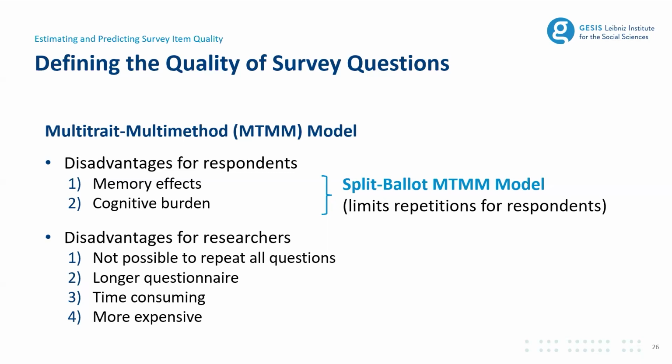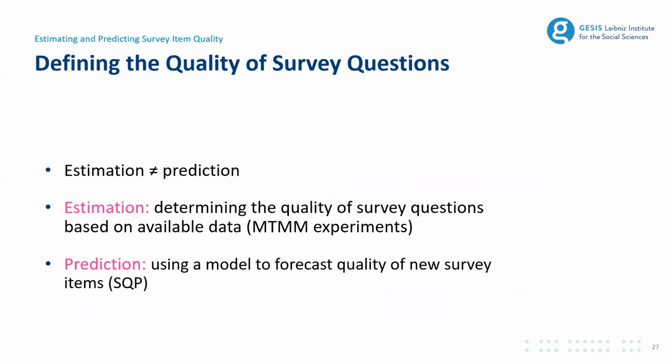And this is now where the Survey Quality Predictor comes into play. The Survey Quality Predictor basically was developed for you as researchers, if you don't have the resources and the time to do these types of experiments or models, so that you still get somehow a sense or idea, or, how would you call it, maybe a very informed guesstimate, I call it, for how good your question is.